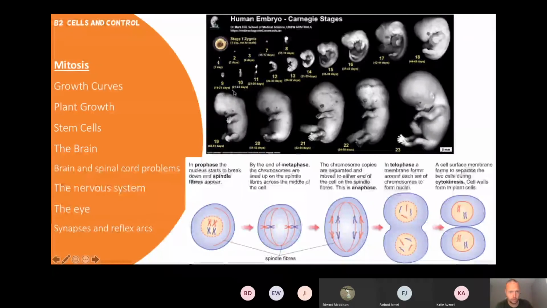Right, why is it important? So growth and repair. So we start out as one cell, we grow, and children grow into adults. Adults have more cells than children. That's because of mitosis. Right, so interphase was the first stage.